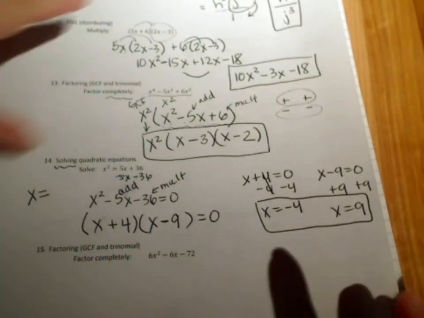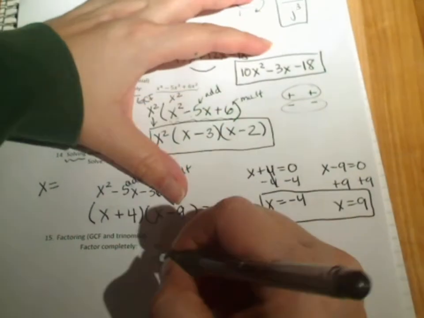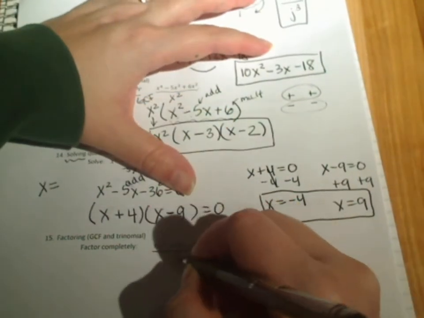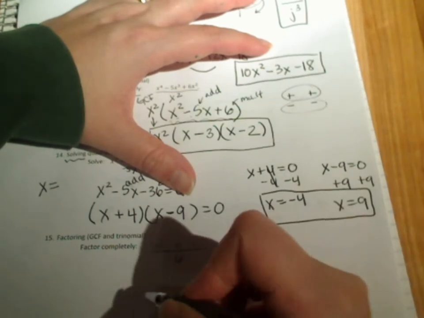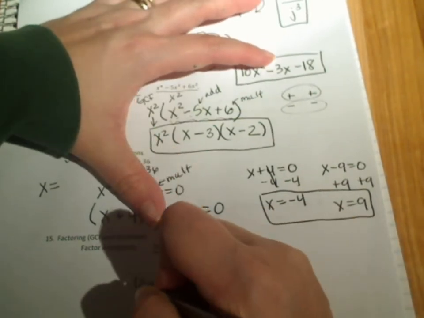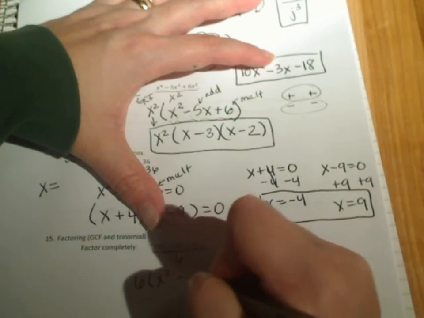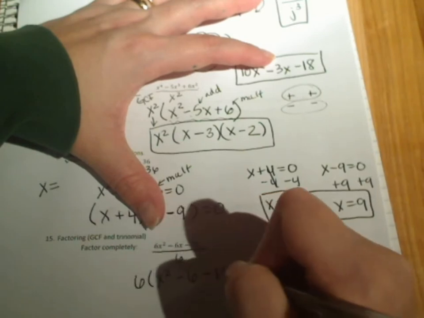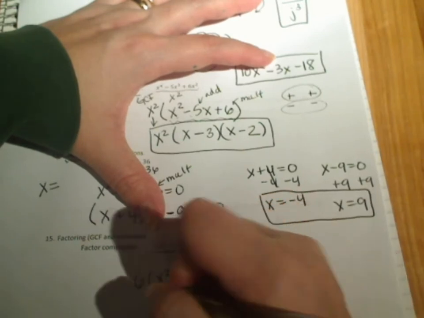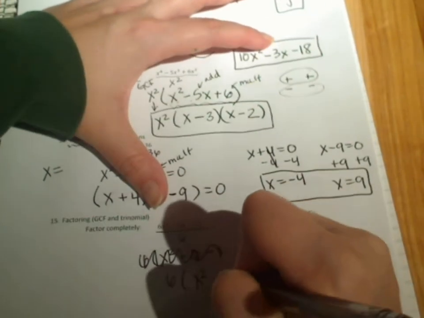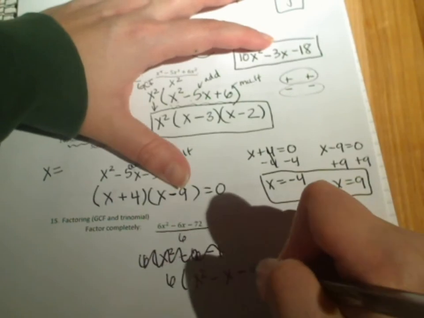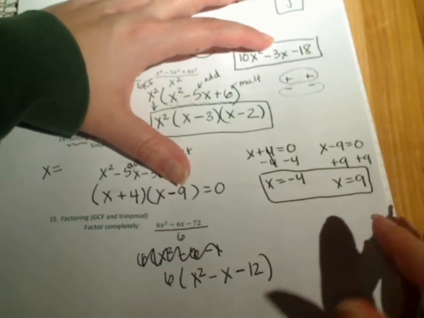Alright, factor completely for number 15. Well, again, we're going to look for GCF. I can actually take 6 out of all of them. I cannot take a variable out because they don't all have a variable. But if I take out the 6, it'll make it a little bit easier. Try that again. 6 out, x squared minus x minus 12. Okay, that was the first step.